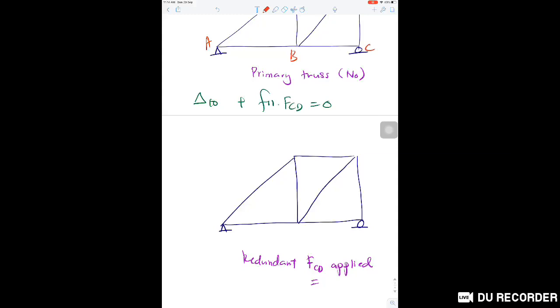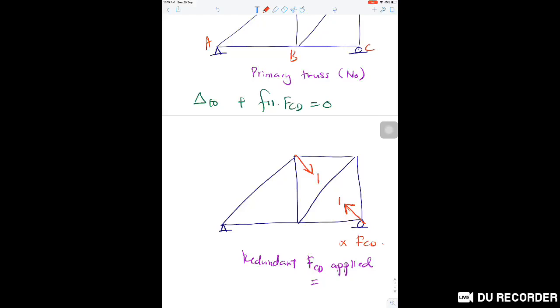Okay, we have to apply a positive, a unit value. This represents a positive value of member force, a unit value of force in member CD. So this is 1 times FCD, like this. This is for when the redundant is a member force.